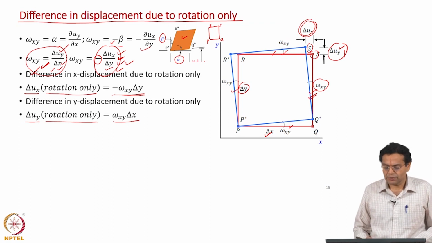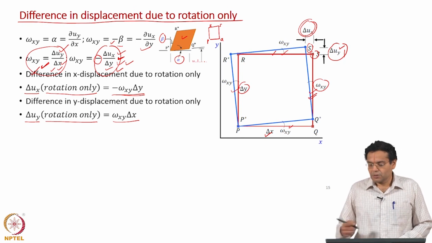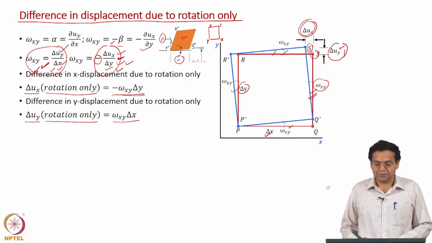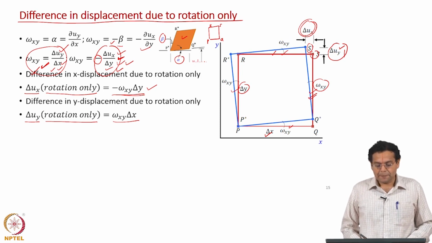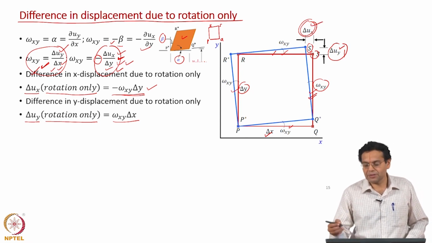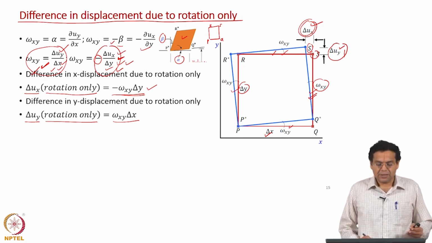Just as a quick check, in this particular case, is omega xy positive or negative? Anticlockwise rotation, omega xy positive. So, now let us take this equation, omega xy is positive, delta y is positive, delta ux is negative, delta ux is indeed negative. We should get a negative difference in x displacement. So, that is only cross check.